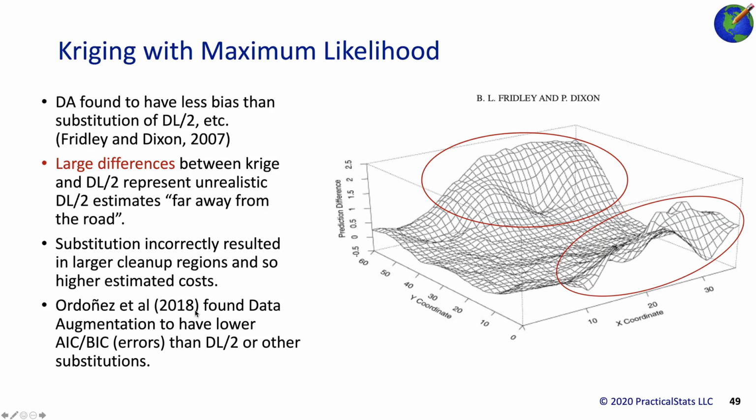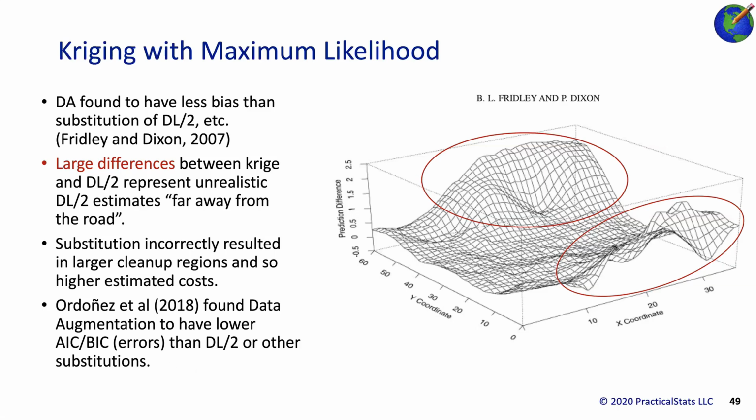Ordonez in 2018 did the same kind of thing, just evaluating this data augmentation, how you build the variogram, and doing that with errors. The AIC errors, think of them that way, are lower with these censored kriging than they are with the DL/2 approach, of course.